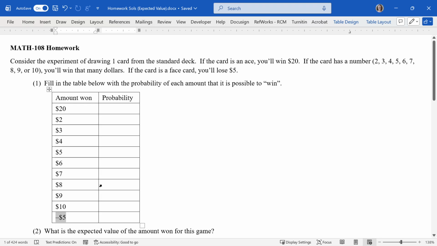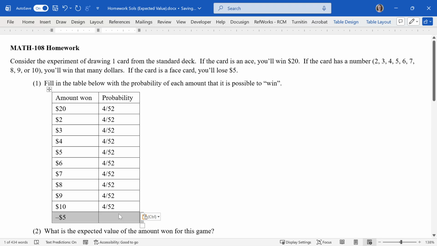not winning $5. All right, so the probability of getting $20, so that's for aces, right? And there are 4 aces in the deck out of 52 cards in the deck, so that's 4 out of 52. $2, you would have to draw a card with a 2 on it, so again, there's 4 of those out of the 52 possible. And in fact, for all of these, except for the last one, these are all going to be 4 out of 52 because there are 4 cards of each rank.